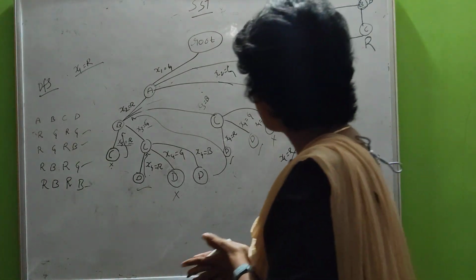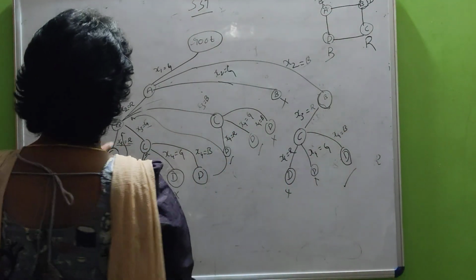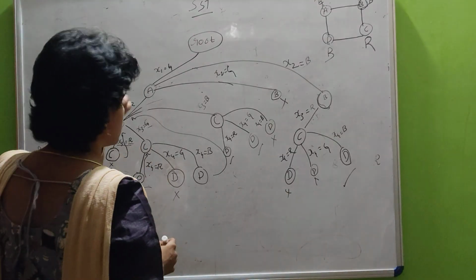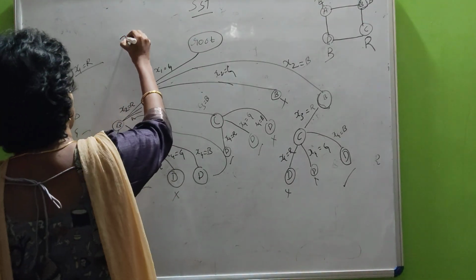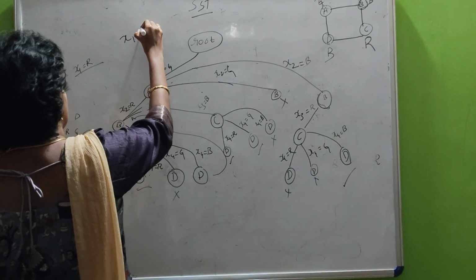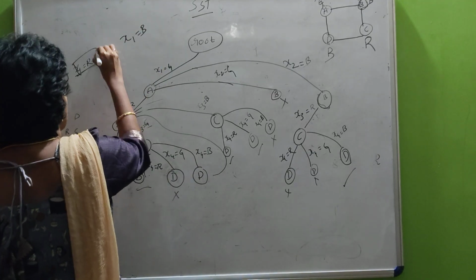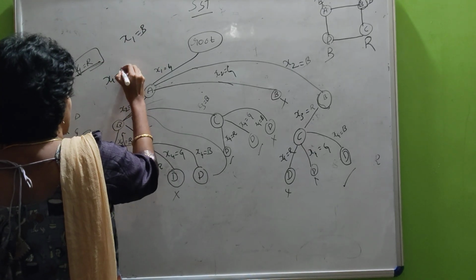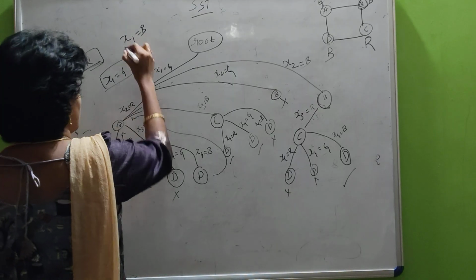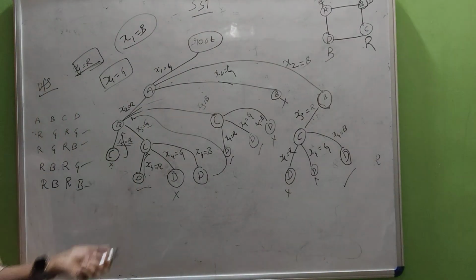Okay, now from A, B, C, D, this is one. Now we have one more possibility to check, that is x1 is equal to blue. Already we have checked this one in this step. Now only this is left over. Let's see that also.